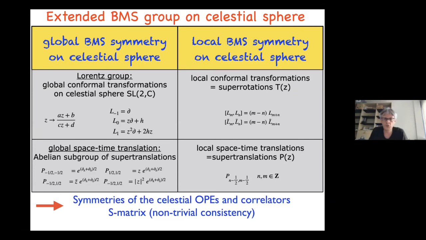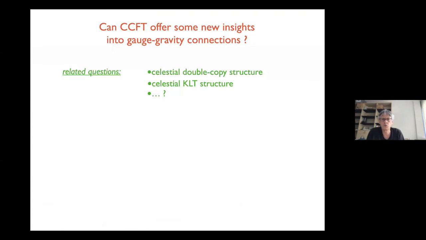I want to end here with a summary: you can get all this from celestial amplitudes, you can derive and construct these asymptotic symmetries, and they of course give non-trivial input on what current research is. There's a lot of things to be understood. In fact, I can go to my conclusions.